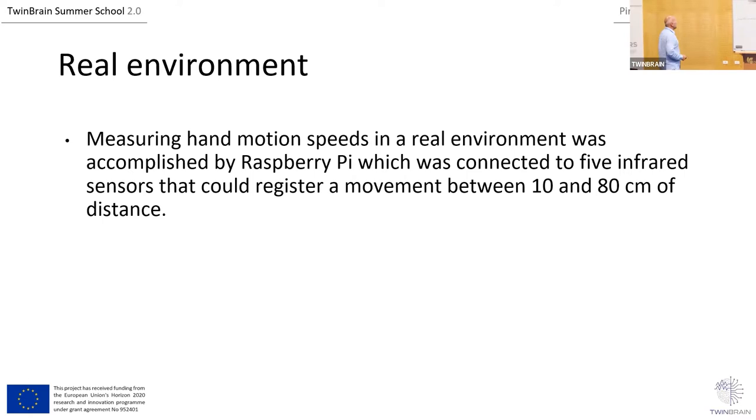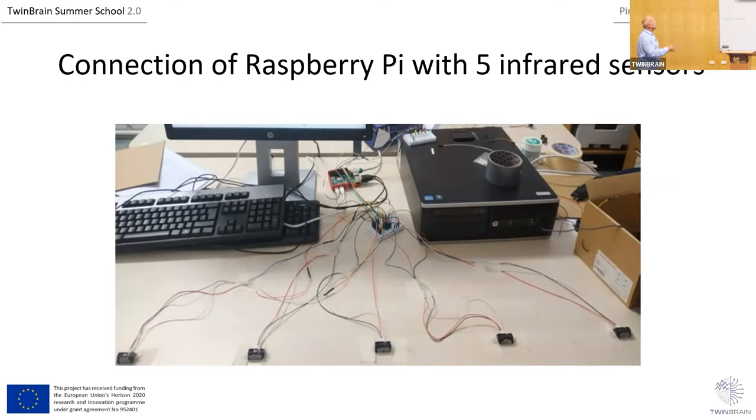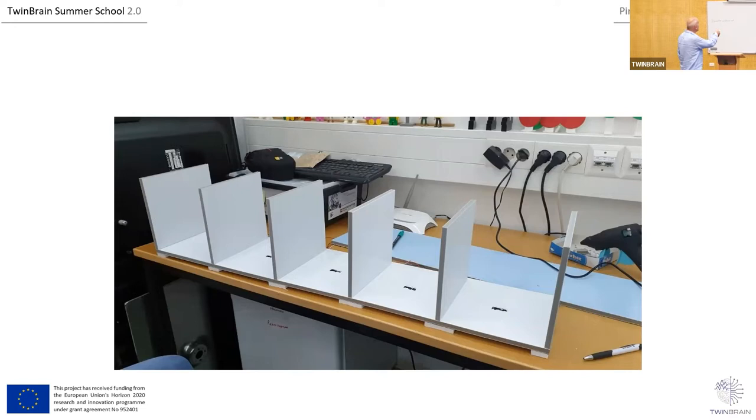Measuring head motion speed in a real environment was accomplished by a small computer, a Raspberry Pi, which was connected to 5 infrared sensors that could register a movement between 10 and 80 centimeters of distance. Let's see how it looked. This is one of the early phases of construction. You can see the Raspberry Pi and all the connections with the 5 sensors. At the end of construction, the real equipment finally looked like this. You can see the 5 spaces with sensors inside, in the middle of boxes without ceilings.